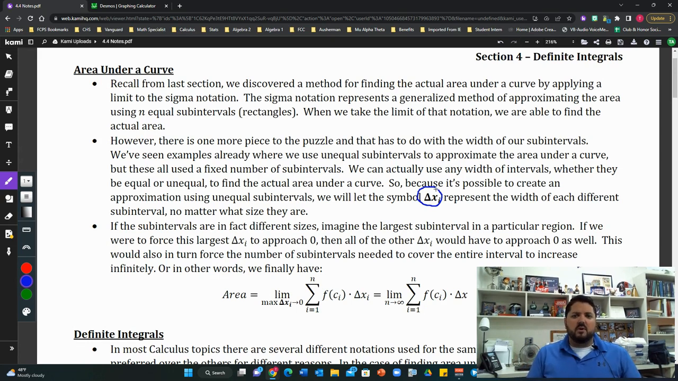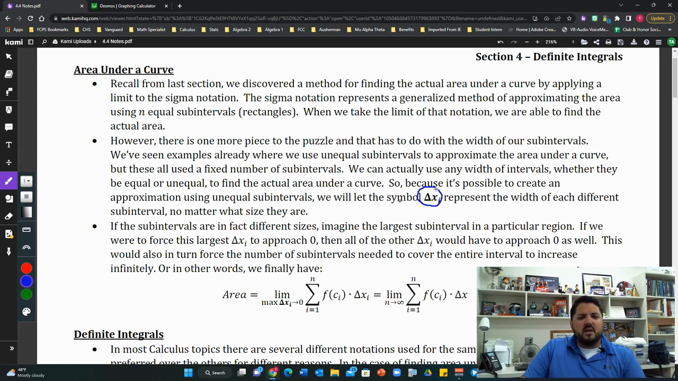So for the first subinterval, when i is 1, that's its width. And then when i equals 2, now we have a new width. It might be the same thing, might be something different. So it's just a commonality or a generalization, a different way to represent that same concept of width for these subintervals.